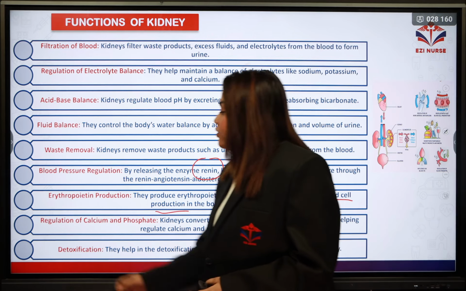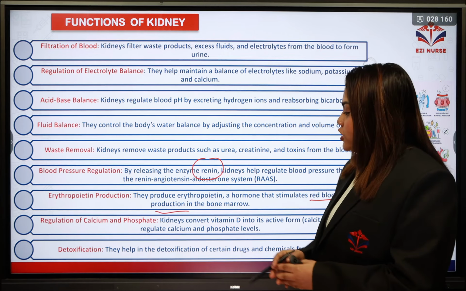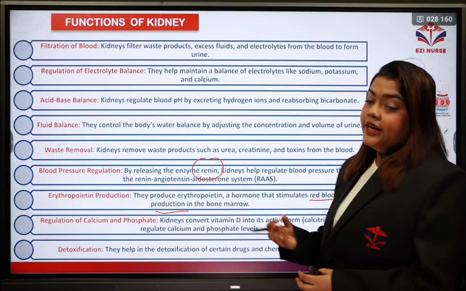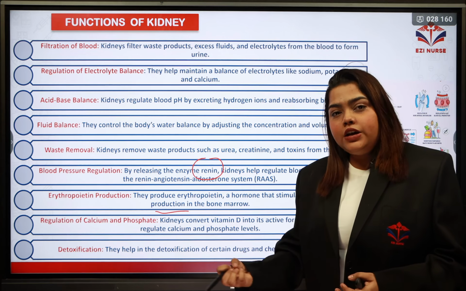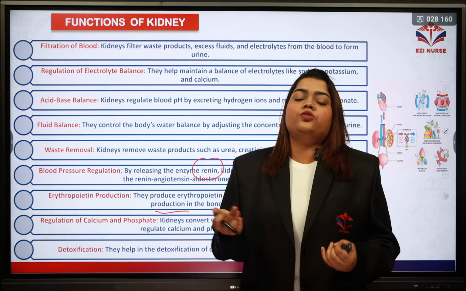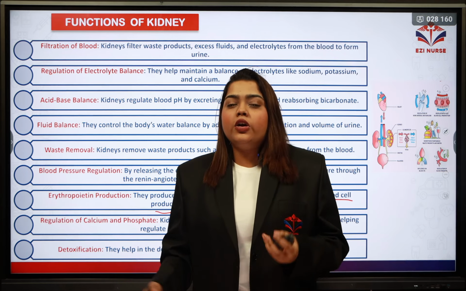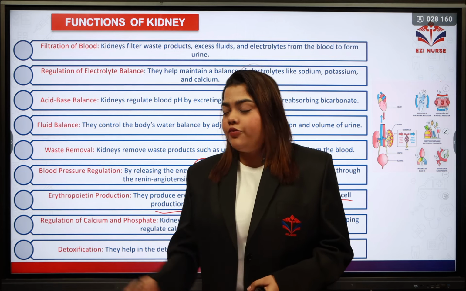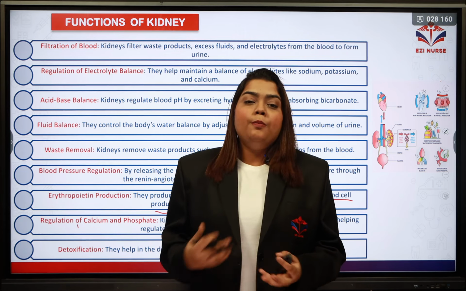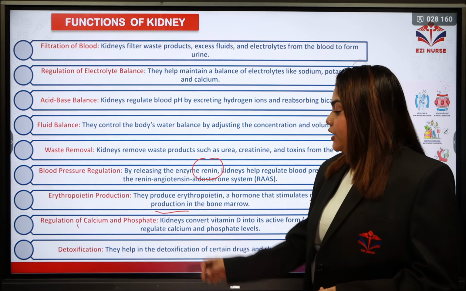Then we have the regulation of calcium and phosphate. The kidney converts vitamin D and activates it in our body, because when we consume vitamin D, it will not be in the activated form. So the kidney is the main part of our body which activates vitamin D.